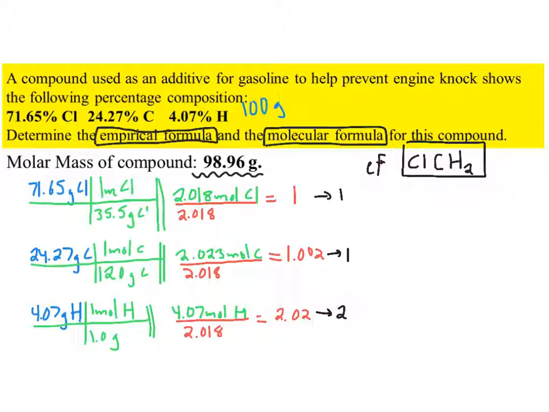So I'm going to add up. Chlorine is 35.5. Carbon is 12. And there are 2 hydrogens, so that is going to give me 2 grams. When I add this up, I will be getting 49.5 grams per mole for the empirical formula. So this is the molar mass of this empirical formula.